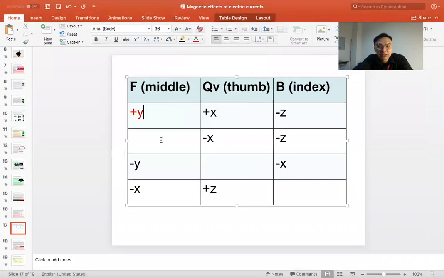How about for this one? I will have negative X here, and this is my negative Z. Negative Z is into the board. Look at where my middle finger is. Again, I will repeat it. This is my qv, and it is at negative X. Afterwards, this is my index finger, which is negative Z. And where is my middle finger? My middle finger is going downward, so this is going to be negative Y.